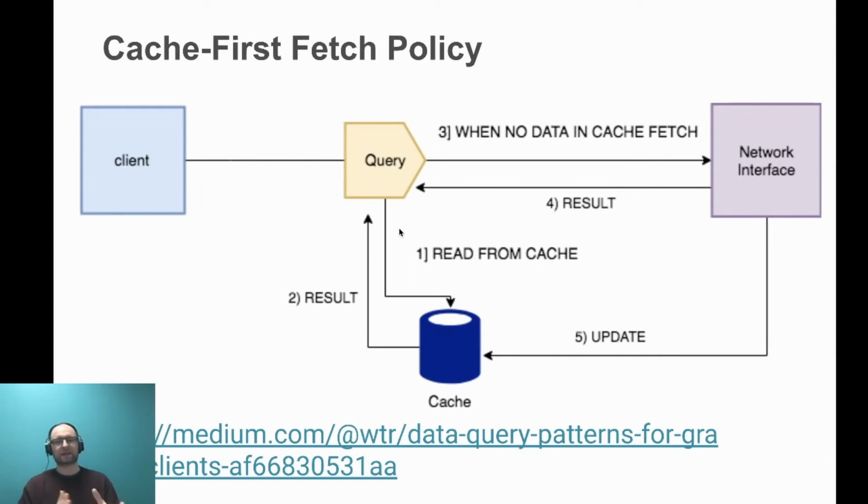Here I'm just explaining how the cache-first policy works. Basically, if there is nothing in the cache, we're trying to fetch it through the network interface, and then it goes through the cache and is normalized based on the GraphQL queries. So if we have, let's say, a couple of types being returned, they will be normalized to a couple of different entities and saved to the cache.